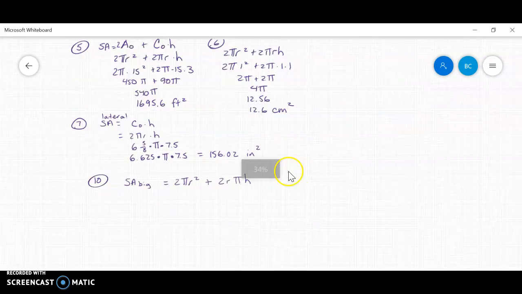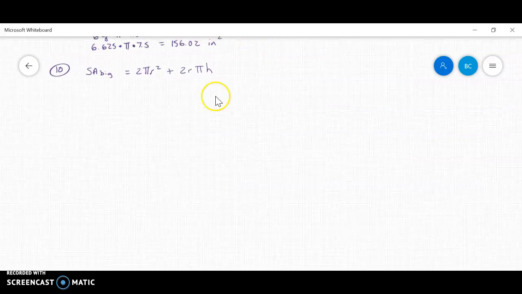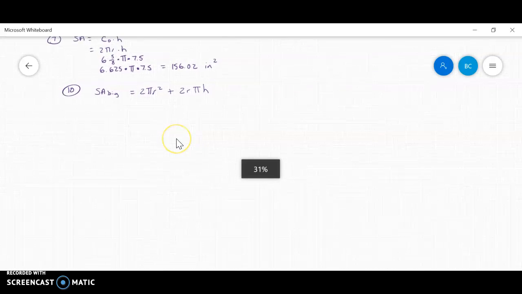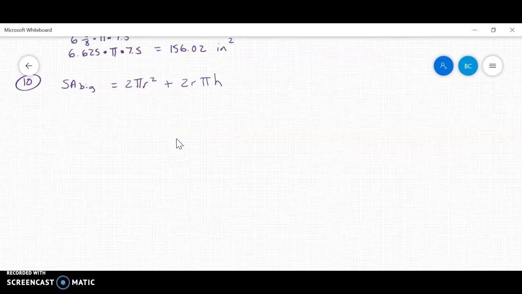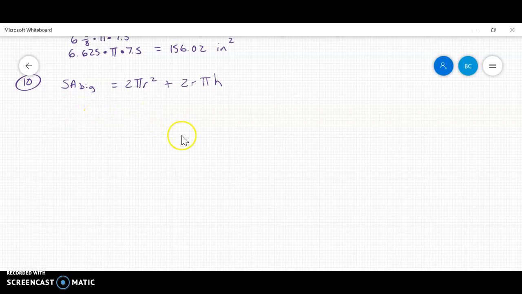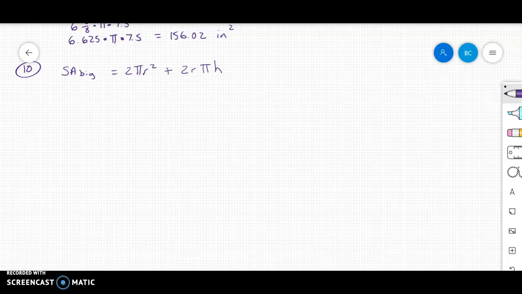Number 10 is probably the trickiest of the surface area of the cylinder questions. So I don't have that all written out. We'll do that one together. This was a composite figure, and it had basically a big cylinder and then a small cylinder on top of it. So I'm going to start by finding the surface area of the big cylinder. I know that that's going to be 2 times the area of my base, plus my circumference times the height. So I'm going to start filling in those numbers.